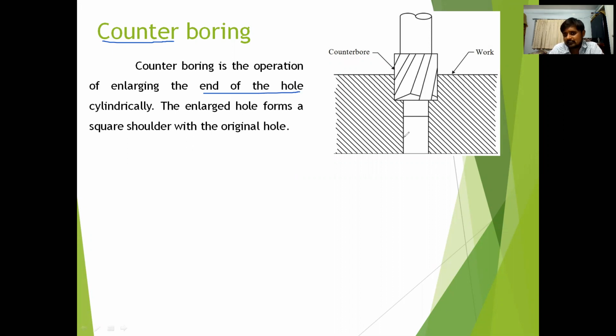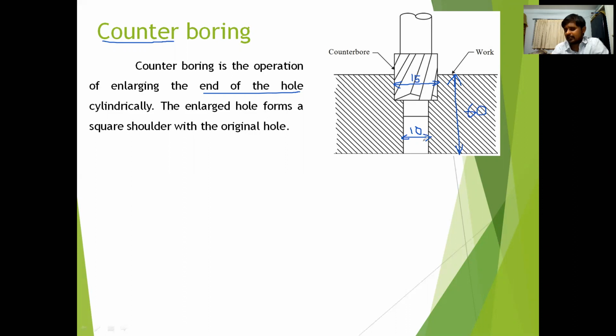Let's say this is the diameter of the hole, a hole which is already drilled, let's say 10 mm, and this is the depth of the hole, let's say 60 mm. In the case of boring, boring is nothing but an enlargement of the hole. That means, let's say, I want to make it 15 mm.